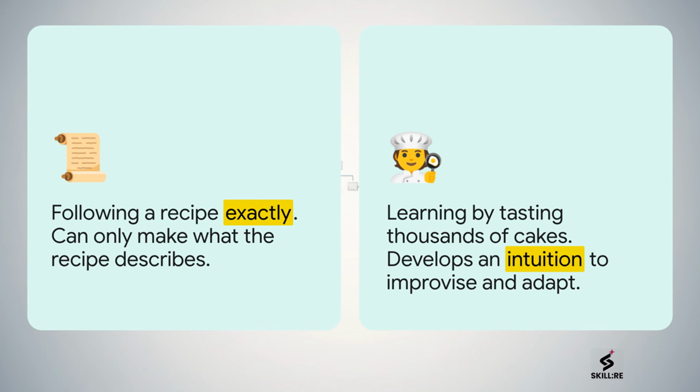Think about it. Traditional programming is like following a super strict recipe. It's rigid. If you're missing an ingredient or something unexpected shows up, the whole thing just breaks. But machine learning? That's more like an expert chef who's tasted thousands and thousands of cakes. They don't really need a recipe anymore. They have an intuition for what works. This lets them adapt, improvise, and handle things they've never seen before. And that adaptability, that's the real superpower of machine learning.